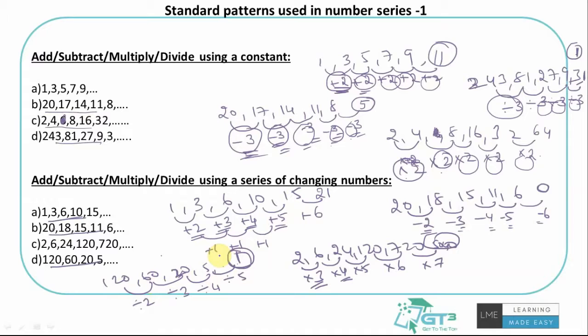Right? So here again the difference is, in the earlier example I was having a constant number being divided, whereas in this case we are seeing a different series 2, 3, 4 and 5. I am using a different number to divide for each term.